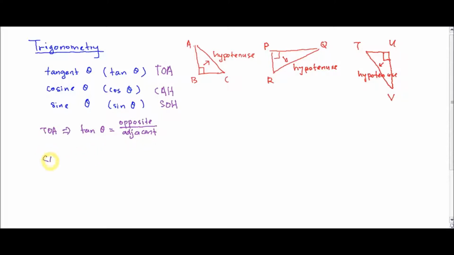Okay, CAH: cosine theta is equal to the adjacent side divided by the hypotenuse. The last one that I will be talking about is sine, SOH. So sine theta, SOH, is the opposite side divided by the hypotenuse, H.